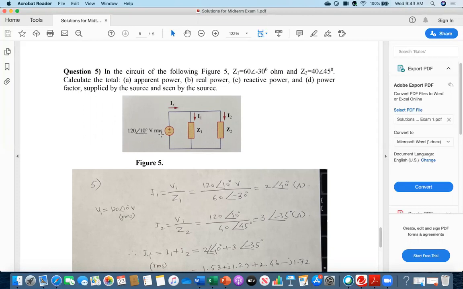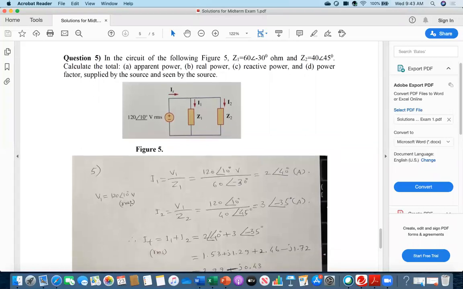Because this is a parallel circuit, the same voltage applies across each element. So the VRMS is given. I just gave the name V1 to this one. I am finding I1 first. So what is I1? That is V1 over G1. V1 is given, G1 is given. I got 2 at an angle of 40 degrees ampere.